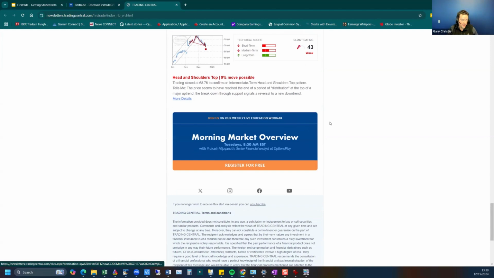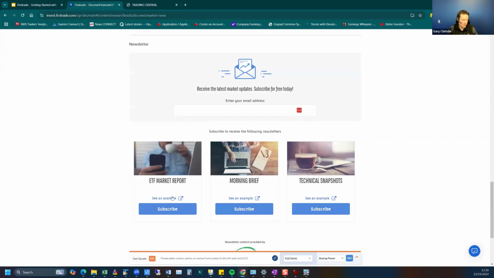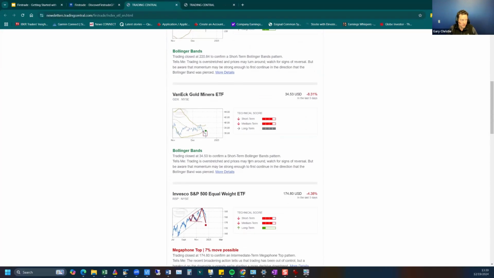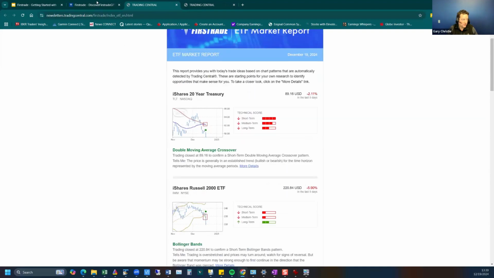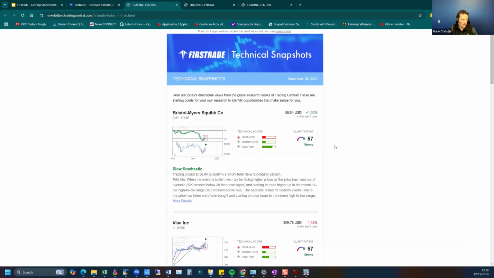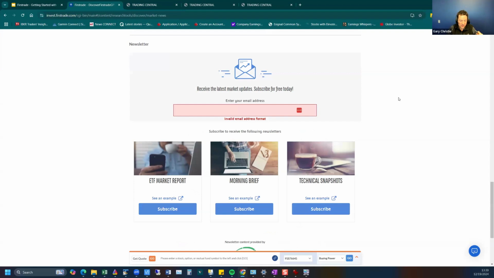And again, you can register for free. That's that news article, but you have tons of them, right? So there's an ETF report as well, just on ETFs. If you'd like to trade those, we give you the technical events, one of our popular newsletters as well, and then technical snapshots on stocks. So Firstrade's giving you so much research that we provide every day. Trading Central, all our best work is coming in here.